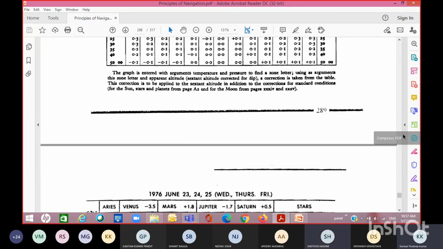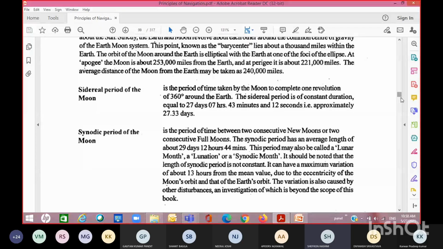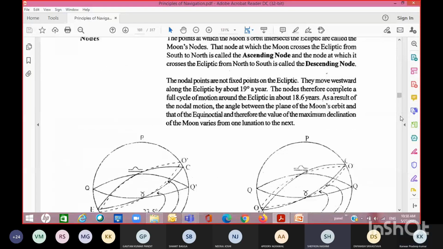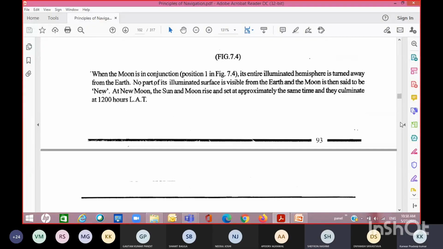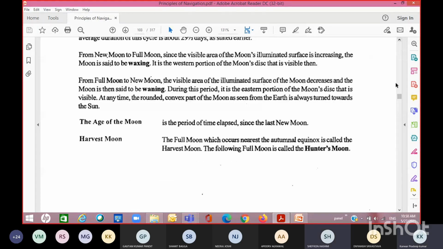Sir, this age, like it is given 20 days or 25 days, something. So it means from new moon, it has traveled around 28 days. Yeah. And the figure which is given, what does that mean? Yeah, the figure is the shape you will see the moon in after that age period, after the new moon.